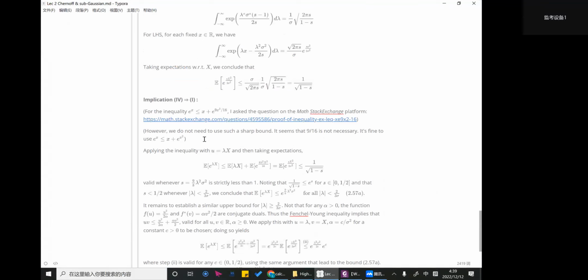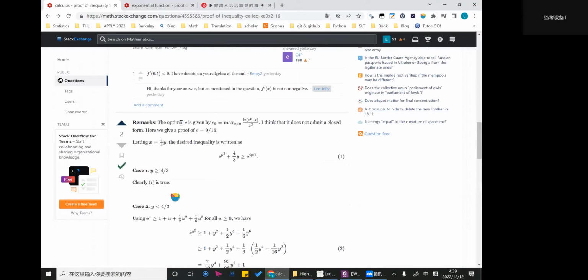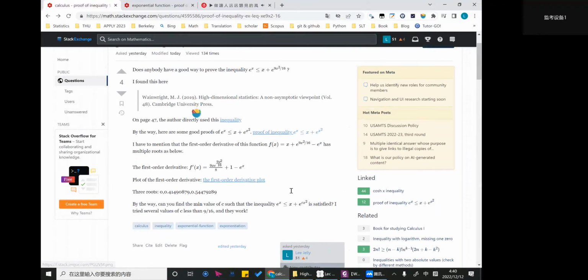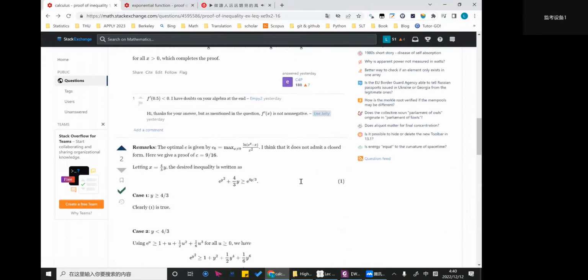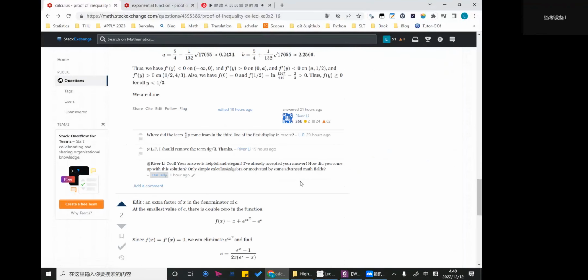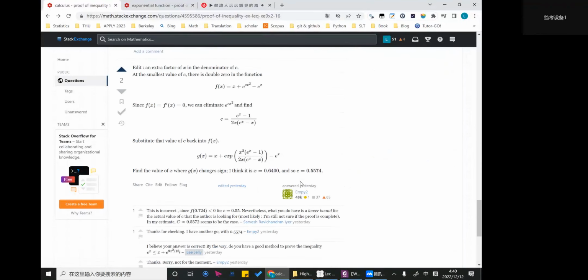This 9 over 16 is somewhat sharp, but not the sharpest. The sharpest means the optimal C here. The definition is here. So the optimal value of C so that this inequality is satisfied is given by this solution here.